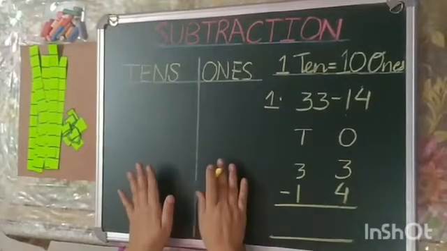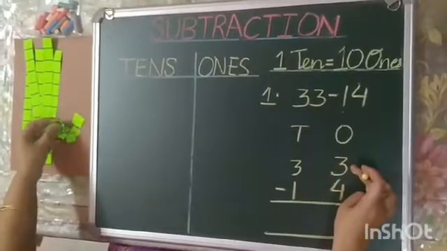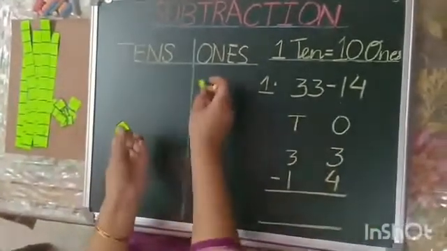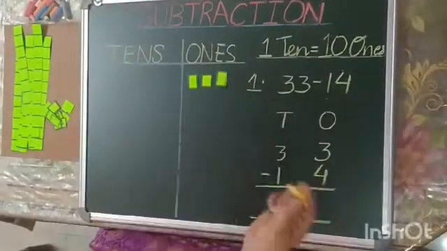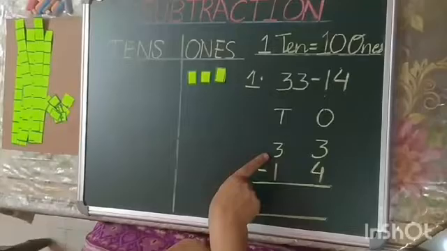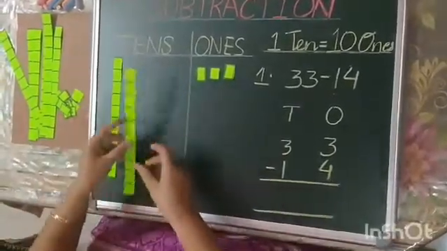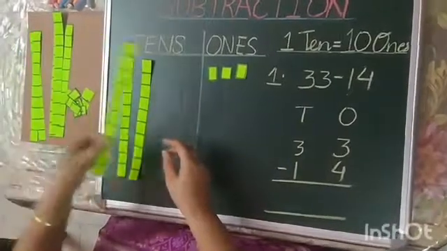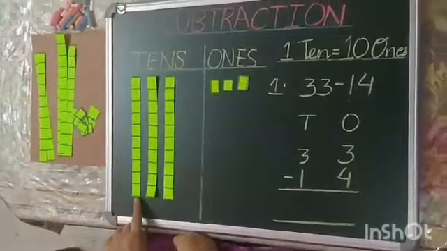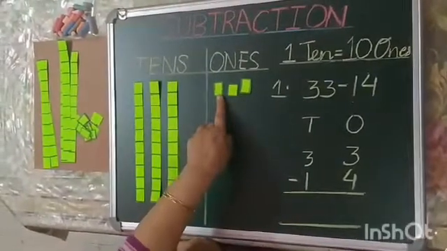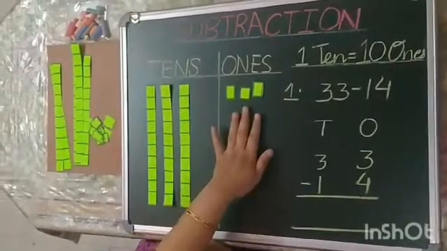Now children, let's build up this number here. In the ones column, I have 3 ones. So 1, 2 and 3. In the tens column, I have 3 tens. So 1 ten, 2 tens and 3 tens. Children, each strip represents 1 ten and one block represents 1 one. So we have 3 tens and 3 ones.